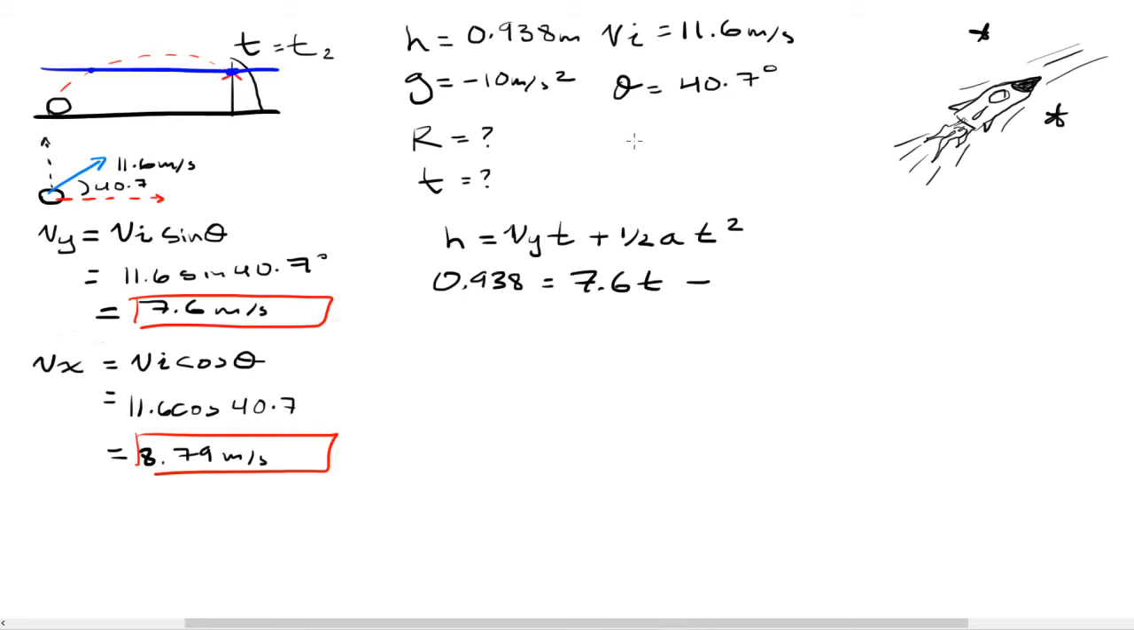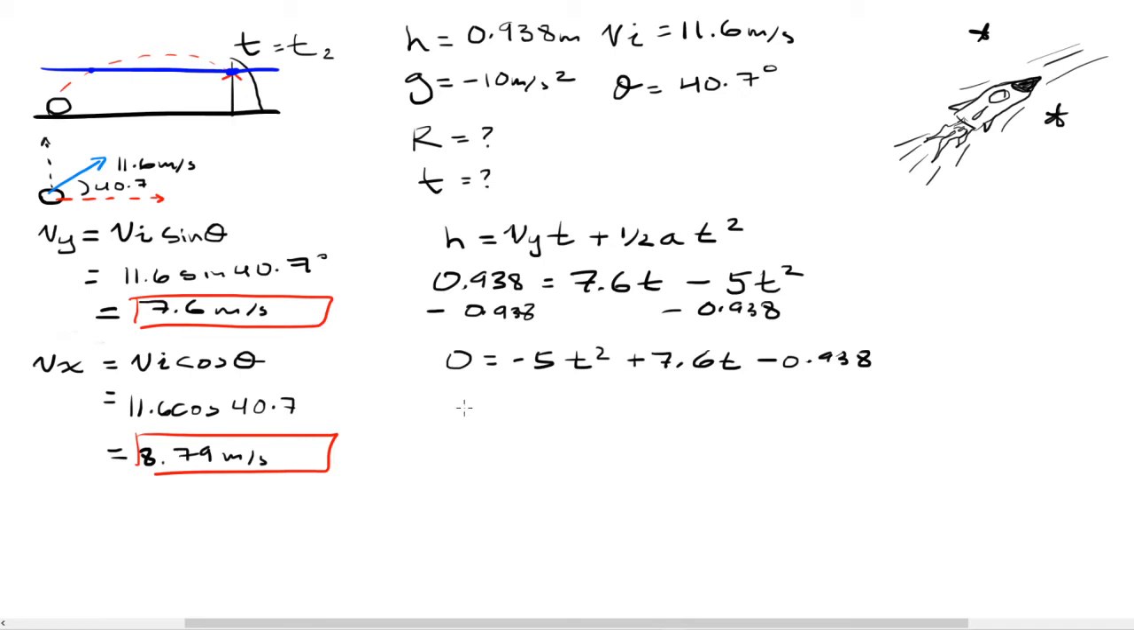I forgot to mention, the acceleration here is going to be just like on our planet, negative 10 meters per second squared. We want it to be negative because we have to know the downward direction. So minus 5 times t squared, because 1/2 of negative 10 is negative 5. We're going to subtract 0.938 from both sides because we're setting up for a quadratic formula equation. So this is going to equal 0 equals negative 5 times t squared plus 7.6 times t minus 0.938.